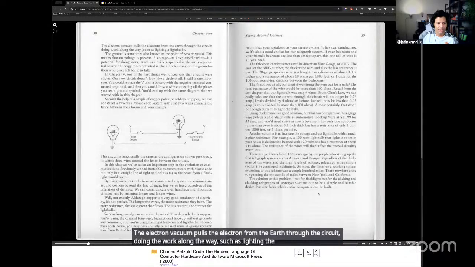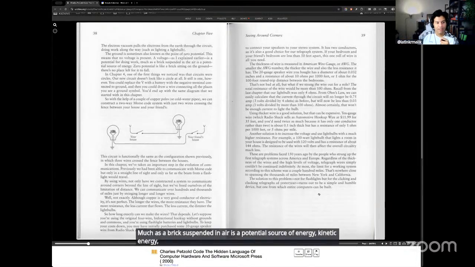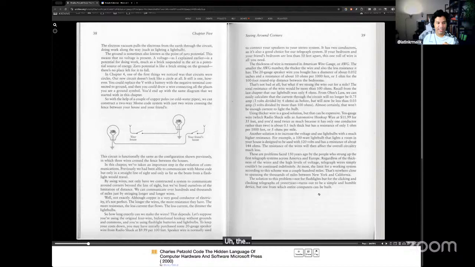The ground is also sometimes known as the point of zero potential. This means that no voltage is present. A voltage, as I explained earlier, is the potential of doing work, much as a brick suspended in air is a potential source of energy, kinetic energy. The zero potential is like a brick sitting on the ground, and there is no place left for it to fall, so it is fairly stable.